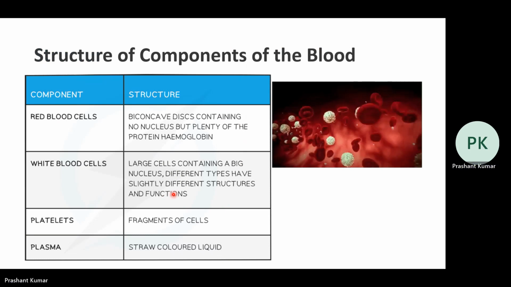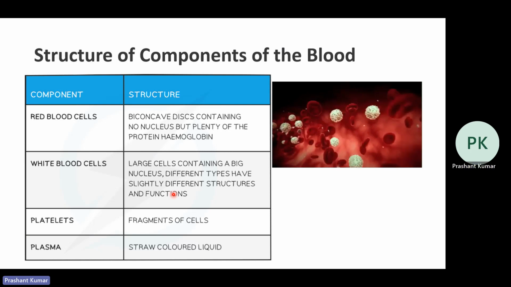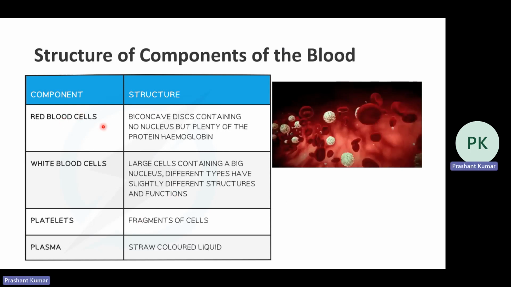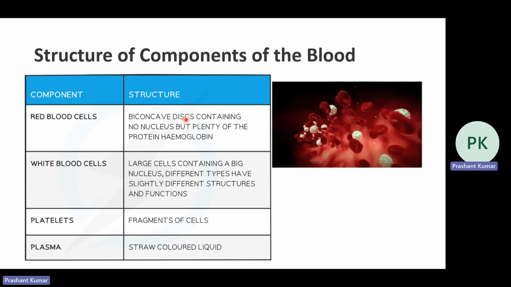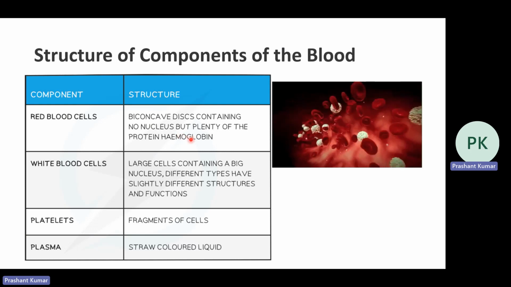So important is the structure you have to remember. So structure is unique in all three. So red blood cells look like biconcave discs containing no nucleus, and they contain hemoglobin.